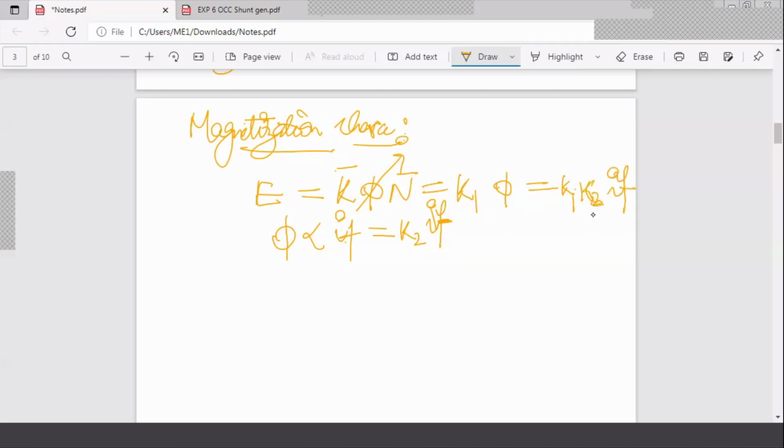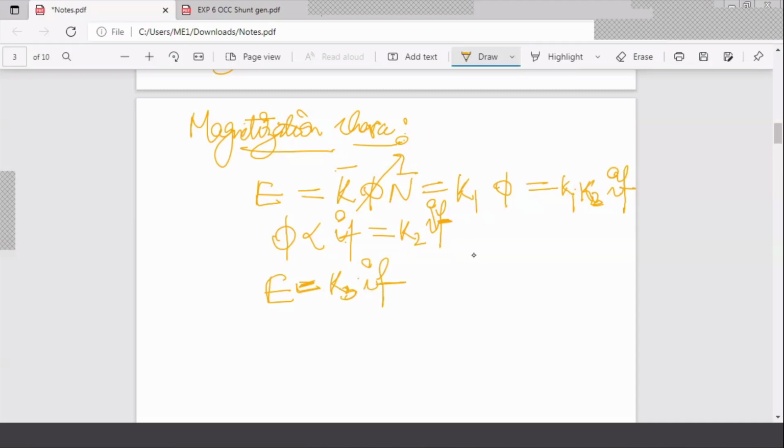K1 into K2 times IF. Now this will lead to some constant. I can say that E can be written here as some constant K3 times IF. That means generated EMF is directly proportional to the field current.